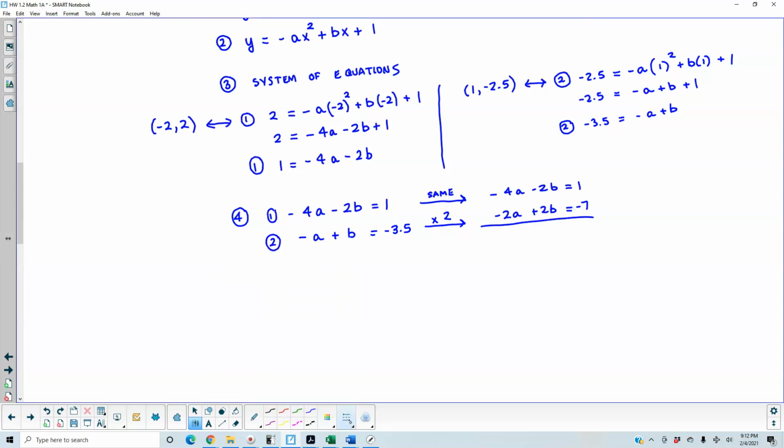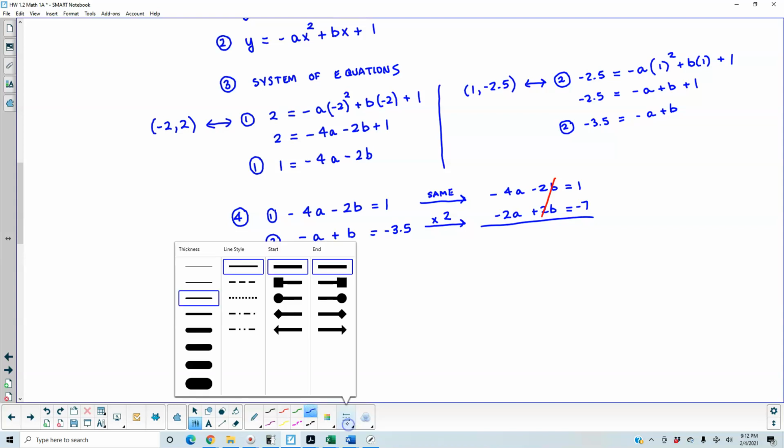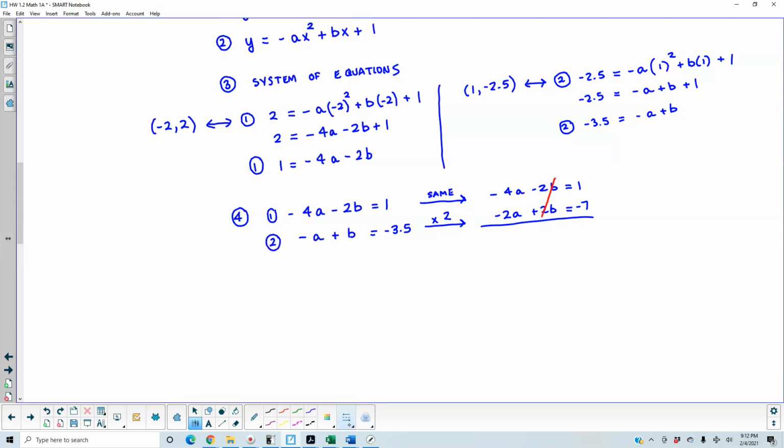And so now we can eliminate the b's, because 2b and negative 2b give us 0. And then negative 4a minus 2a is negative 6a, and 1 minus 7 is negative 6. And therefore a is equal to 1. Now in order to solve for b, we just need to use one of those equations. So if we plug this back into equation number 2, then we have negative 1 plus b equals negative 3.5. And if we add 1 to both sides, then b is going to equal negative 2.5.